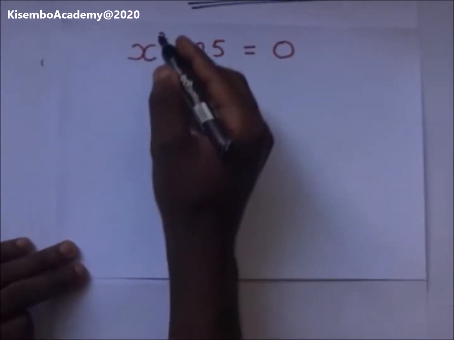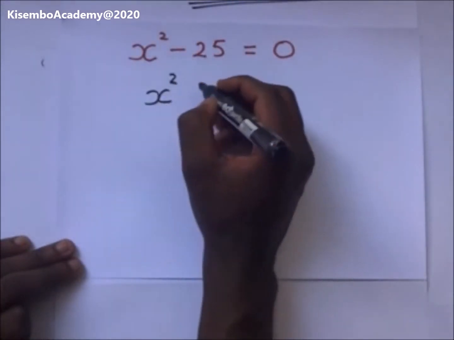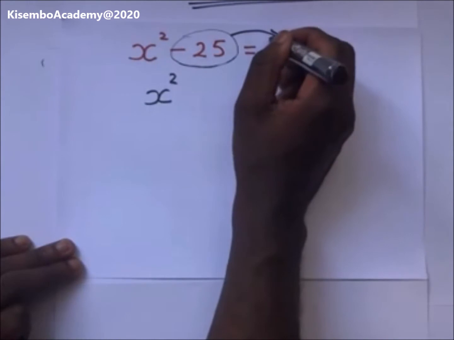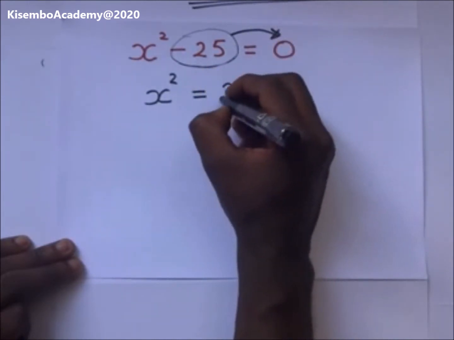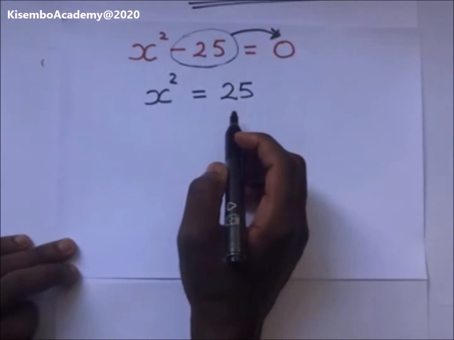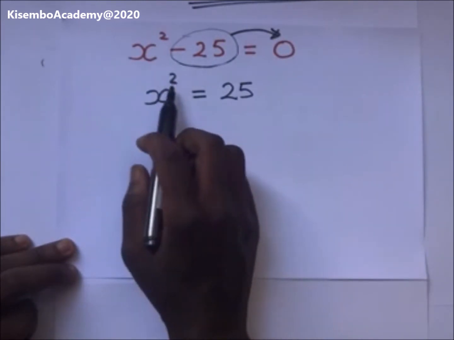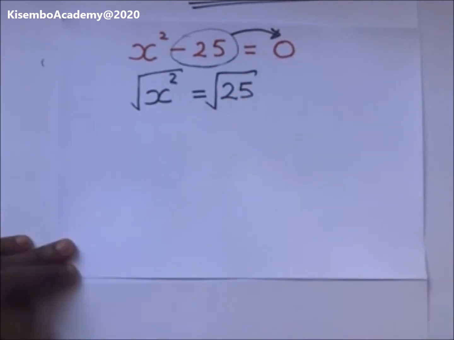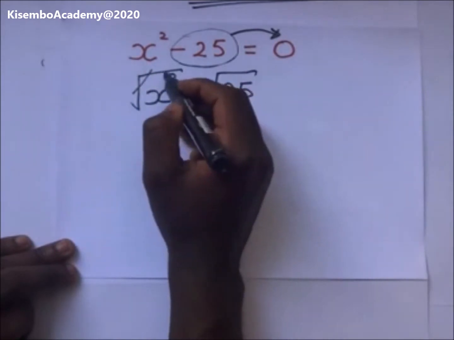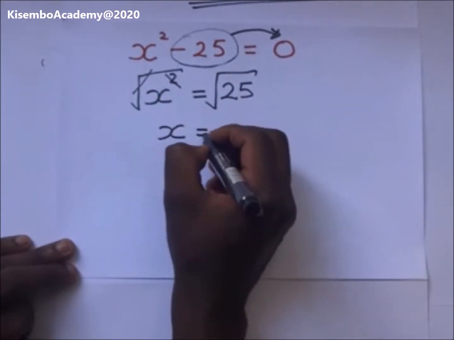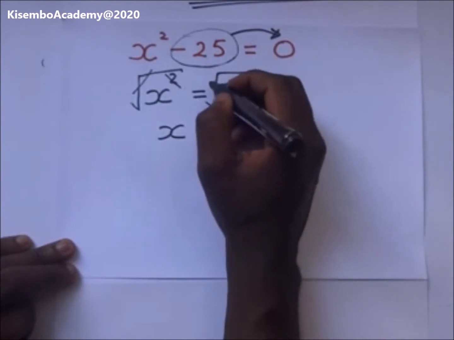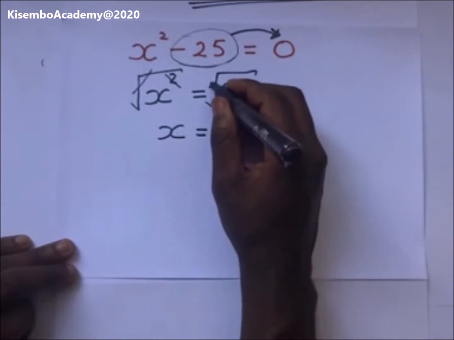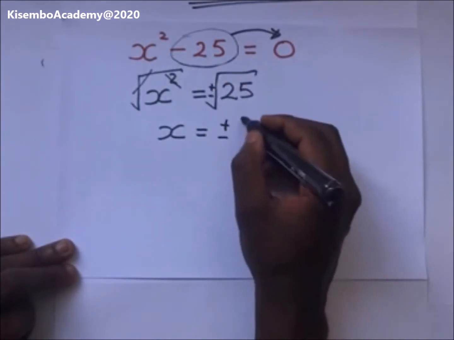What we do here, we'll go ahead and say x squared, with this is negative 25, so we bring it that way. It's going to be equal to positive 25. Now, to get the value of x, we're supposed to find the square root on both sides. So we find the square root of that and of that. Of course, this square root and that squared cancel, so we remain with x. Now, the square root of 25 here is 5, but it is either plus or minus, so it is either plus or minus 5.